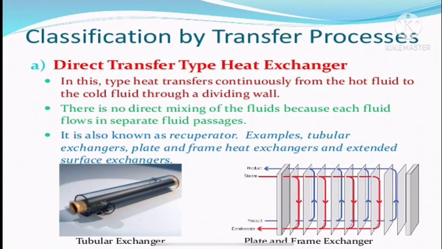Classification by transfer processes. Direct transfer type heat exchanger. In this type, heat transfers continuously from the hot fluid to the cold fluid through a dividing wall. There is no direct mixing of the fluids because each fluid flows in separate fluid passages. It is also known as a recuperator. Examples: tubular exchanger, plate and frame heat exchanger, and extended surface exchanger. And in the pictures we see the tubular exchanger and plate and frame exchanger.